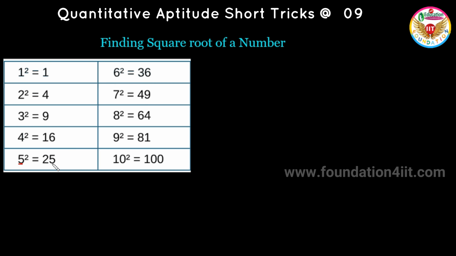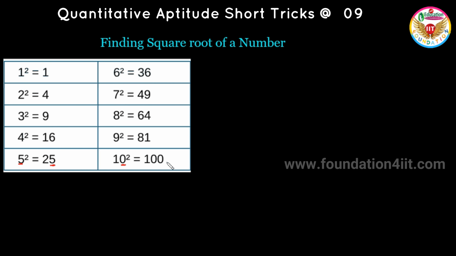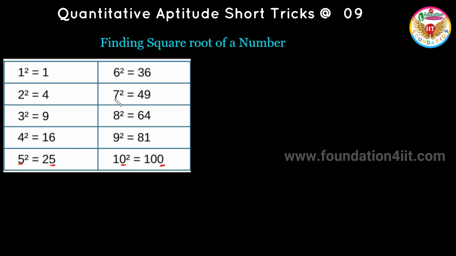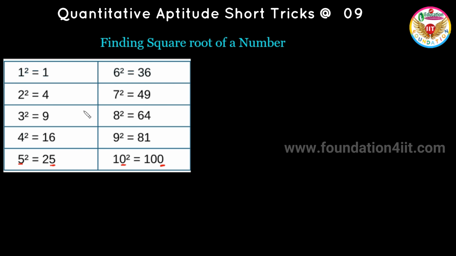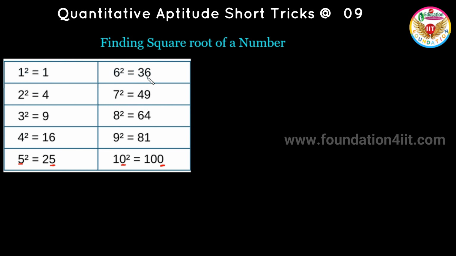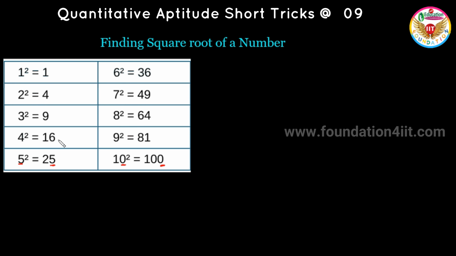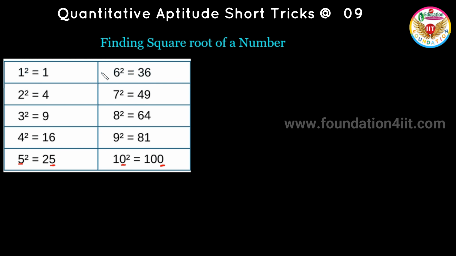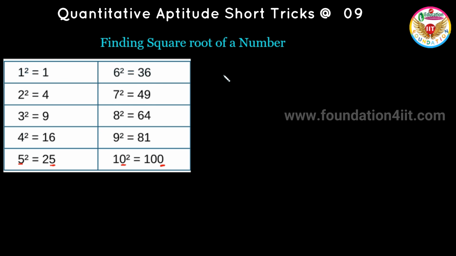Only for 5 squared the end number is 5, and for 10 squared the end number is 0, matching it. But for the remaining ones, if you observe, 6 squared is 36 and the end number is 6, and 4 squared is 16, the end is also 6. So just observe this pattern. Let me take one question.